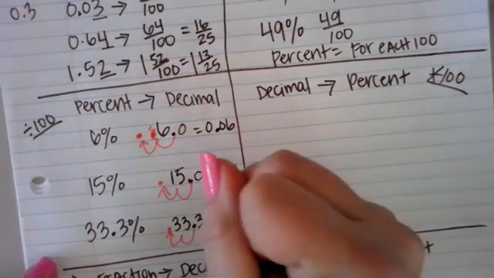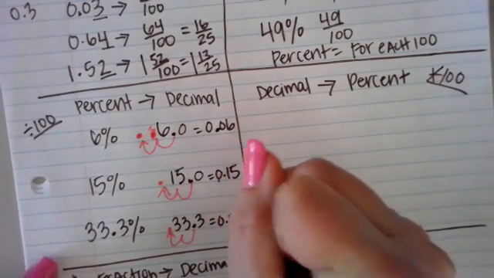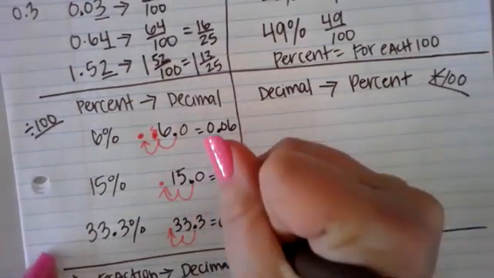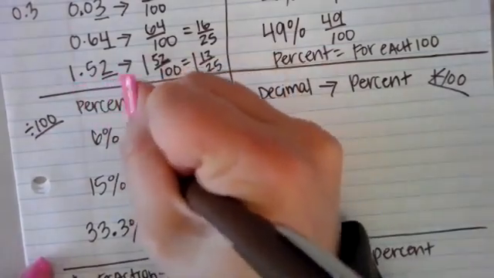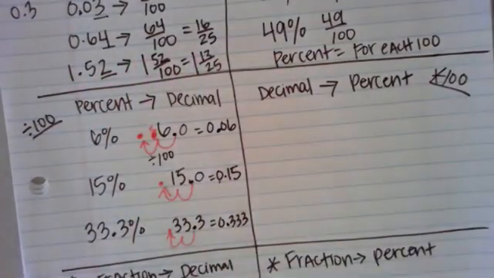33.3% as a decimal is equivalent to 0.333. So all I did was move that decimal place 2 places back to represent that I am dividing by 100 when I do that trick. Now, for decimal to percent, we're going to do the opposite.